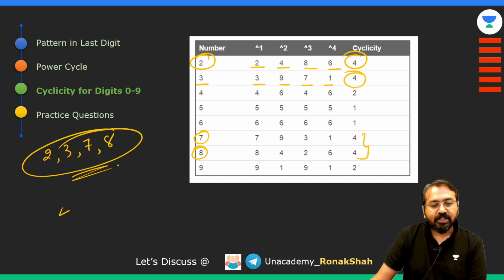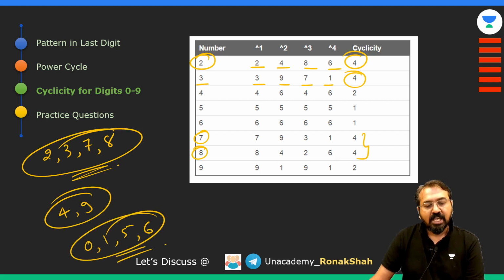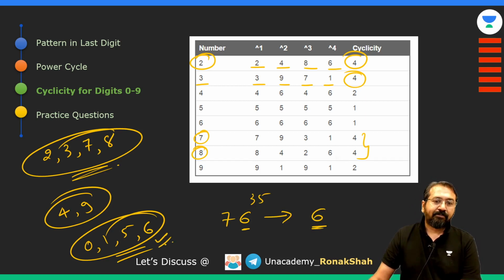Now if you look at digit 4 and 9, they have cyclicity of 2, and all the other digits, that is 0, 1, 5, 6 have cyclicity of 1. Now what does it mean by cyclicity of 1? If I take any number ending with 6, if I raise to any power, say 35, the last digit will always be 6. So that is what it means by cyclicity of 1. I really hope you have understood this cyclicity concept.